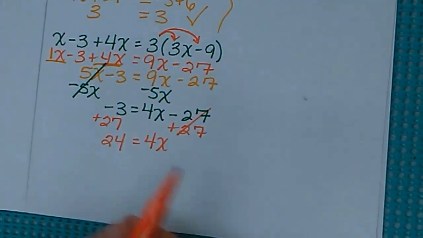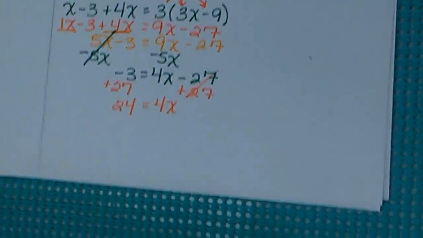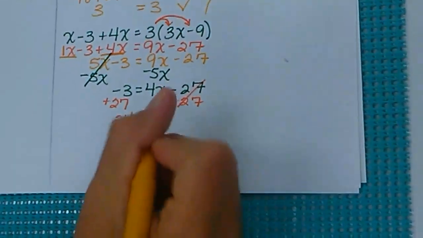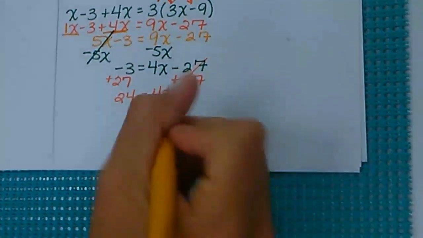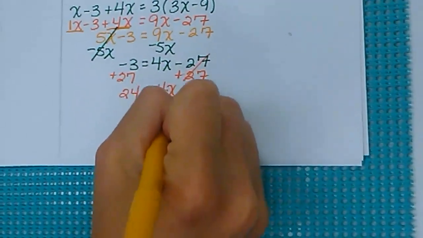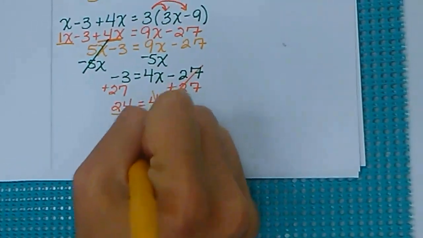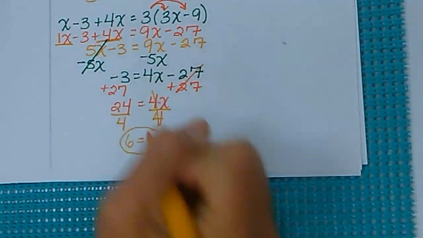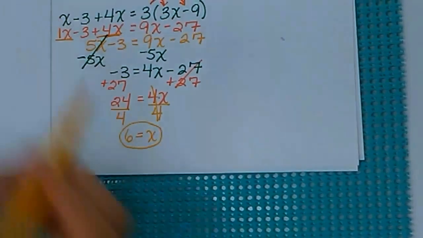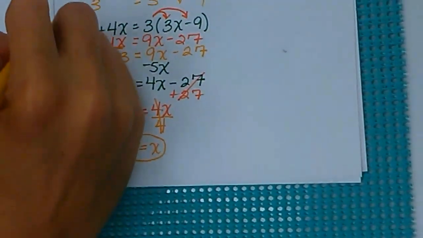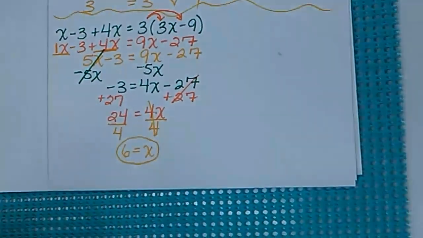All right, last step. Let's get this x by itself. So again, what's the operation? 4 times x. So I'm going to divide both sides by 4 and get x equals 6. All right, again, you can always go back and plug in, but I'm pooped, so I have a feeling you guys are too.